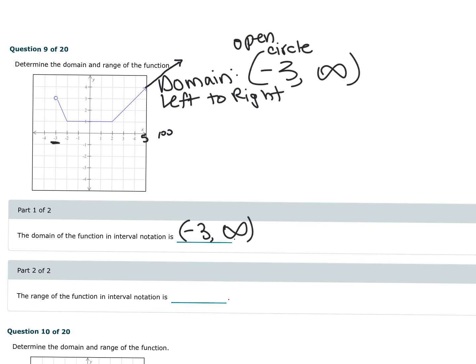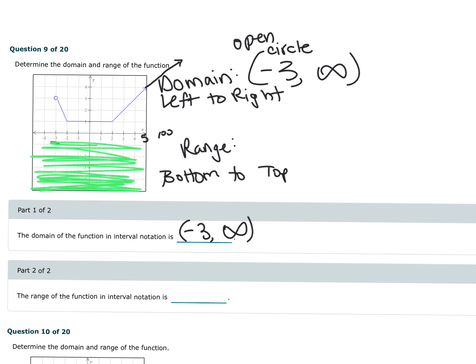Okay, now the range, because we're talking about the y-axis, we're talking about the bottom to the top. Okay, so I scan my graph. I'm going to start way down here. I don't see it, I don't see it. When do I see my graph? Okay, I finally see it at 1. And 1 is an ordered pair. There's an infinite amount of ordered pairs right here making up this line. So 1 is definitely included, and you will know it's not included because there would be like a giant hole, kind of like this one right here.